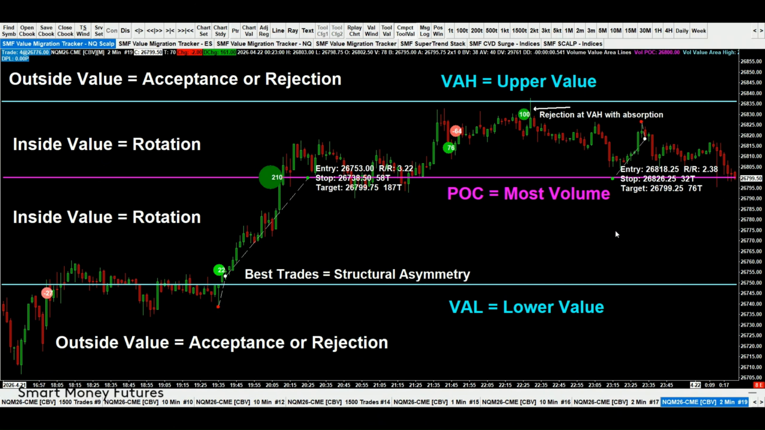Price is inside value, expect rotation. That usually means low quality trades and more two-way movement. If price moves to the edge of value, ask one question. Is the market accepting price or rejecting it?